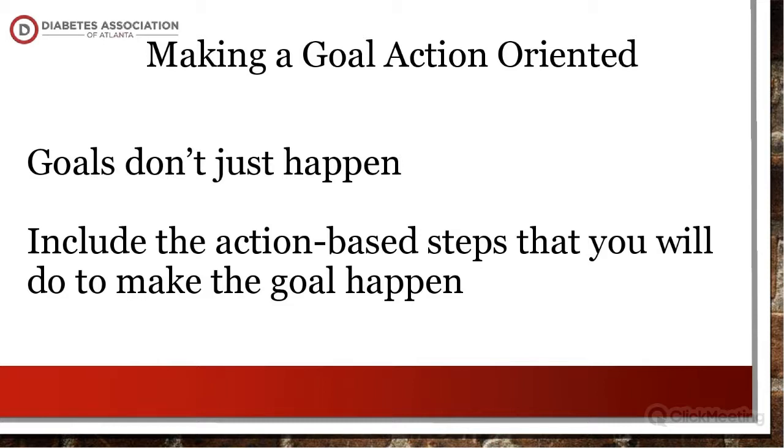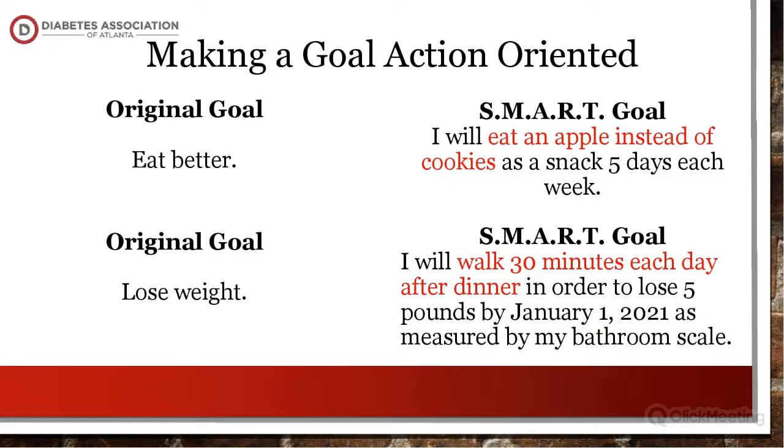The next thing that we want to do with our goal is make it action-oriented. So what this means is that we want to have action steps that will help us reach our goal, because goals don't just happen. They require work and they require certain actions to be able to make the goal happen.